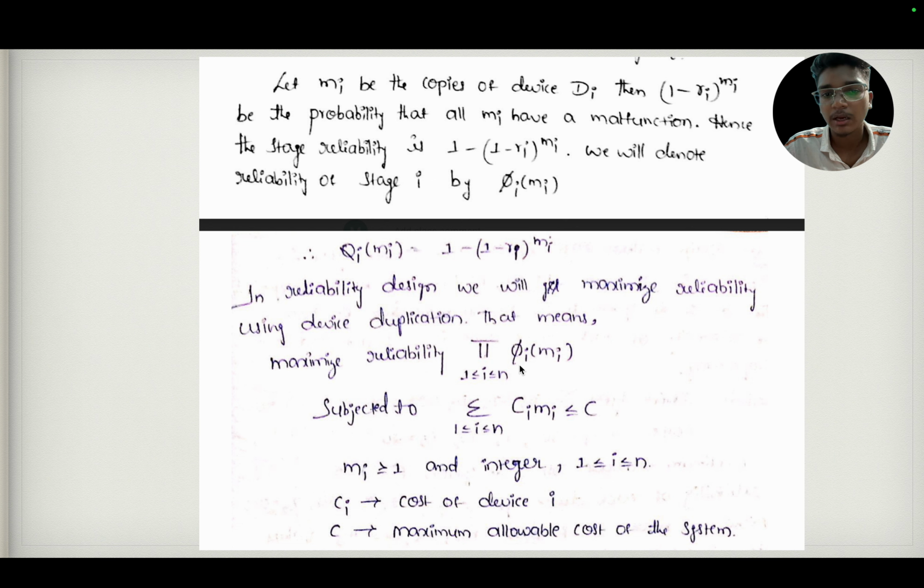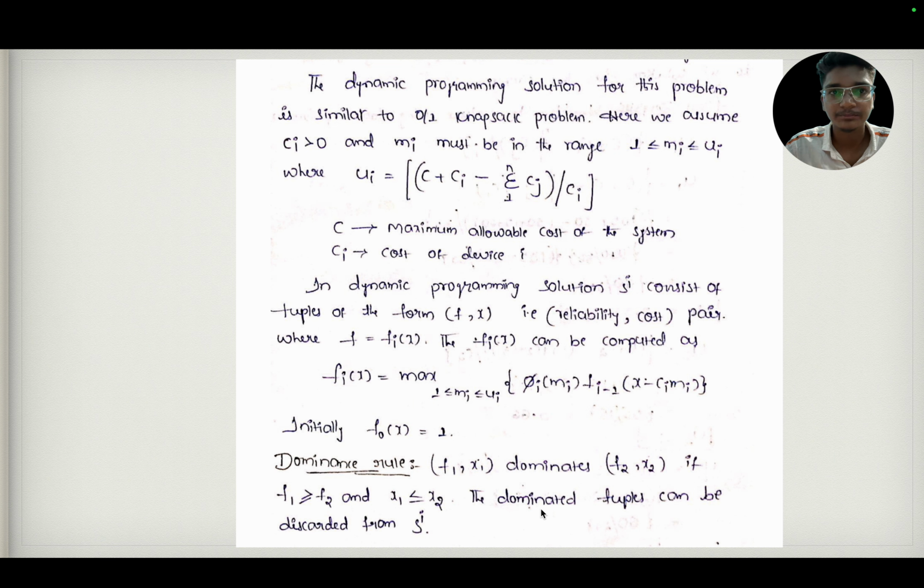That means maximize the product of phi i of mi, where i goes from 1 to n, subject to the sum of ci mi, for 1 less than or equal to i less than or equal to n, being less than or equal to c. Here ci is the cost of device i, and c is the total maximum allowed cost.